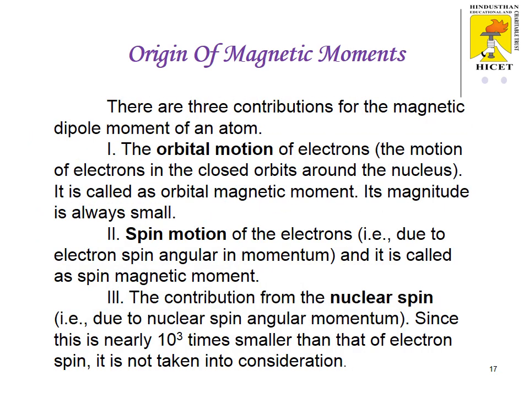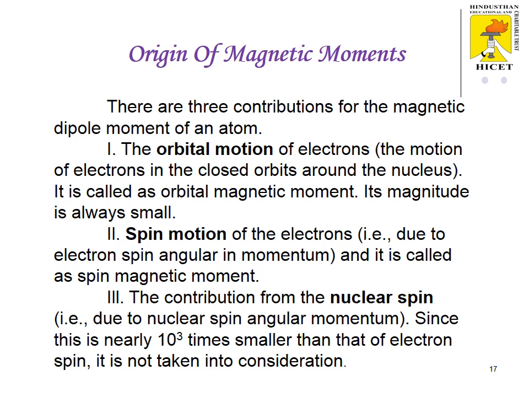There are three contributions to the magnetic dipole moment of an atom. The orbital motion of the electron is called orbital magnetic moment. The spin motion of the electron is called spin magnetic moment. The nuclear spin also contributes a magnetic moment, but it is 1000 times smaller than the contribution by an electron, so it can be neglected.